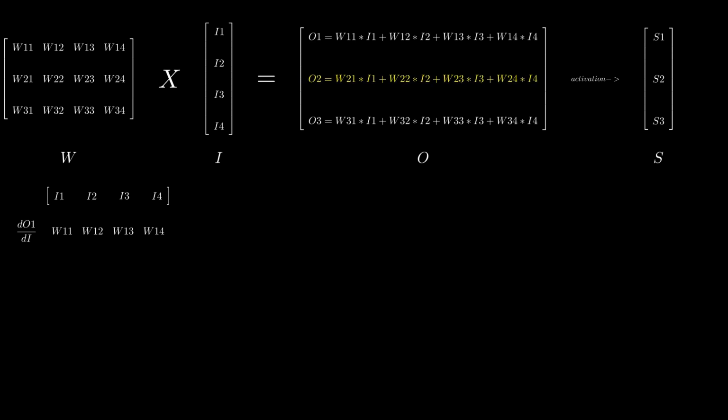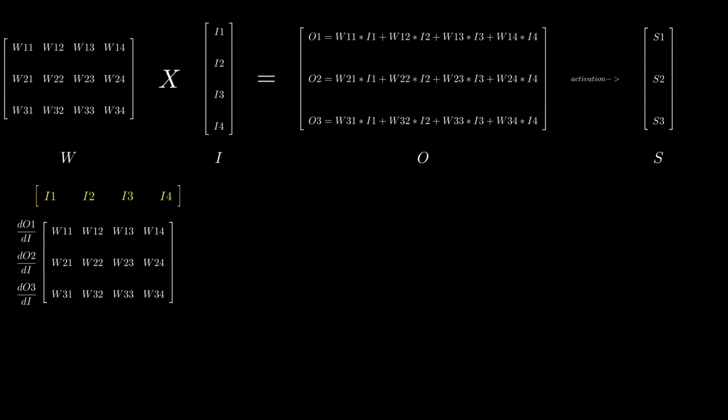Now the same for the second output O2, we calculate its derivative. It's now the second row of the weight matrix, and this is again because output O2 is generated only with the second row of the weight matrix. You can see this in the equation. Now the same is the case with O3. Now for O3, we get the last row of the weight matrix also. Now we can represent these gradients in a matrix. The beauty of this derivative matrix is that each row represents the derivative of each output with respect to the input matrix, and each column represents derivatives of the output matrix with each input.